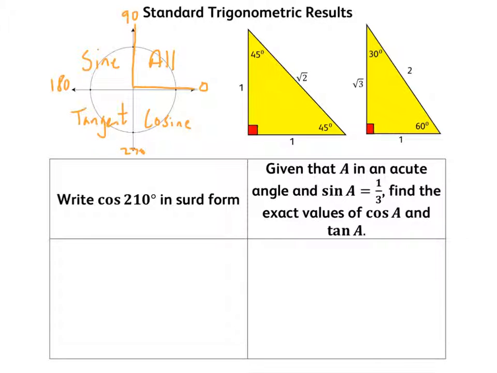And that's what this first question is asking us for. So it says write cos 210 in third form. Now I've also drawn these triangles over here. Personally, I don't remember all the exact ratios of sine 30, sine 45, cos 45, what have you. I just remember these two triangles.